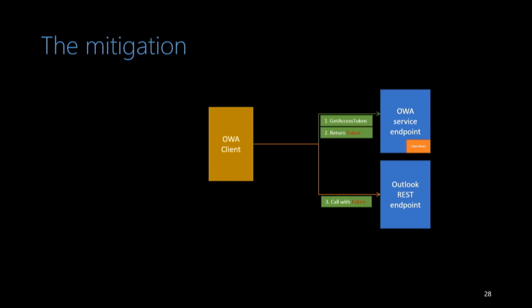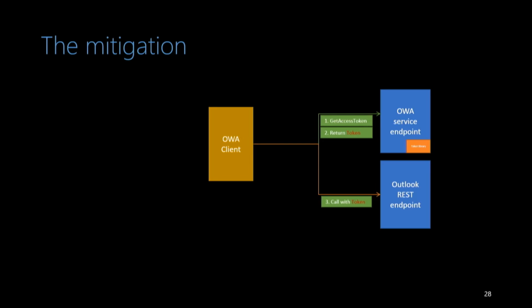As you can see, we have the OWA client, which is running in the browser on the user's computer, and it talks to the OWA service endpoint, which is the primary endpoint the OWA client talks to. And like all web apps, it uses cookie-based authentication to talk to the OWA service endpoint. However, the OWA client also talks to a common Outlook REST endpoint for some common Outlook-wide functionalities like search and other miscellaneous options. And this endpoint does not support cookie-based auth, and it works on header-based authentication.